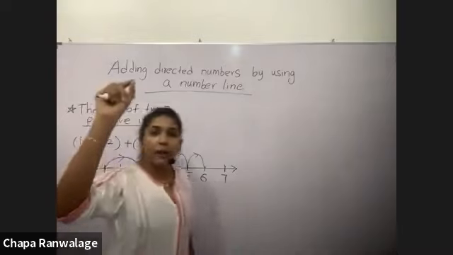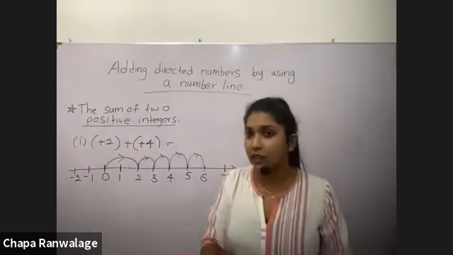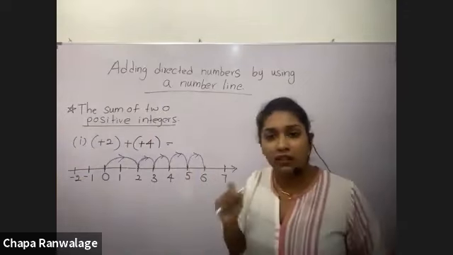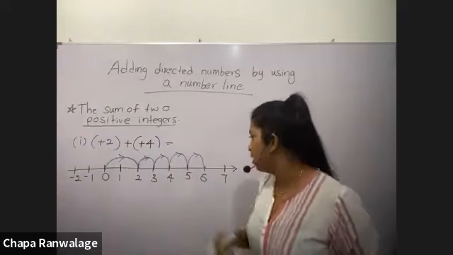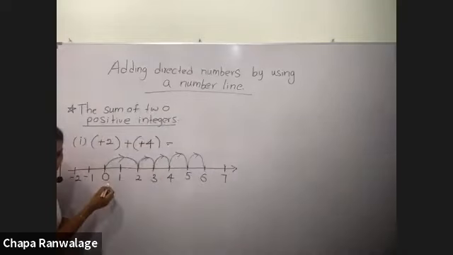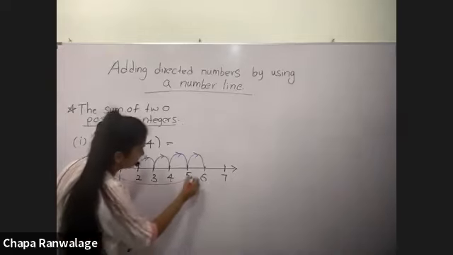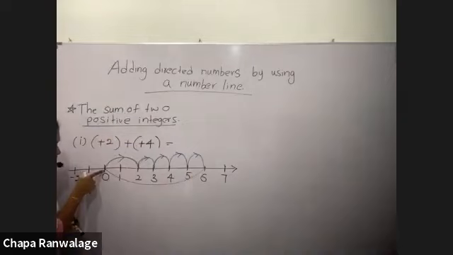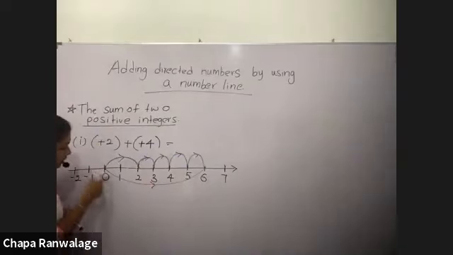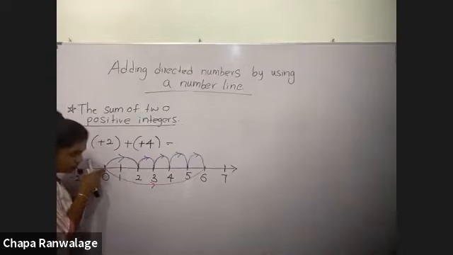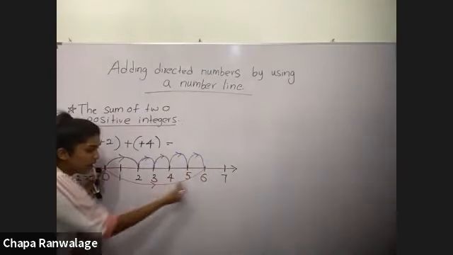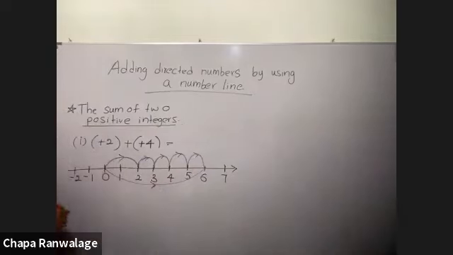Now I am connecting my starting point and ending point together. What is my starting point? Zero. That's my ending point, six. You have to connect them. This is zero. This is six. Then you have to mark the direction. From this point, I have to move towards the right to find my last point. So you have to mark this direction. Got it?